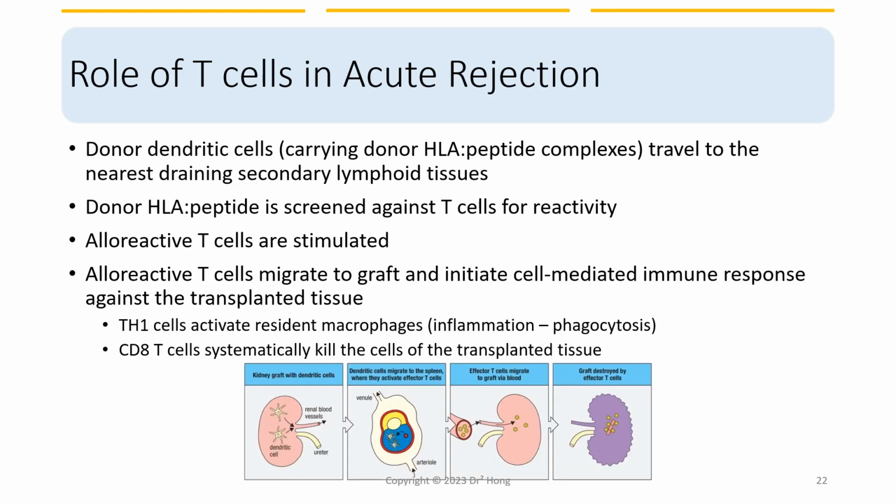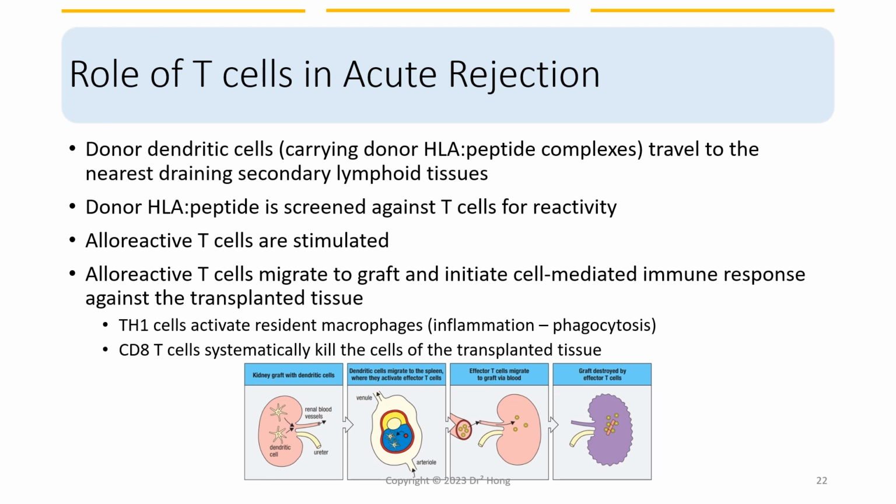The reason for acute rejection is that when you are transplanting an organ, it carries different cells in addition to the organ tissues. Dendritic cells that are residing in the donor organs are also being transplanted.